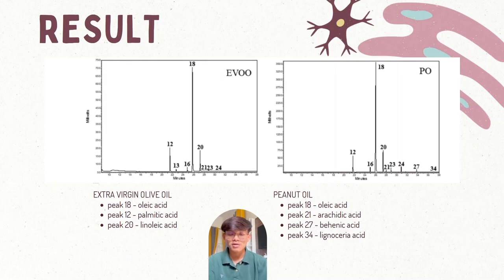The main peak is also peak 18, oleic acid, located in the middle region. However, additional peaks appear at the end, such as peak 21, arachidic acid, peak 27, behenic acid, and peak 34, lignoceric acid, which are characteristic markers of peanut oil.